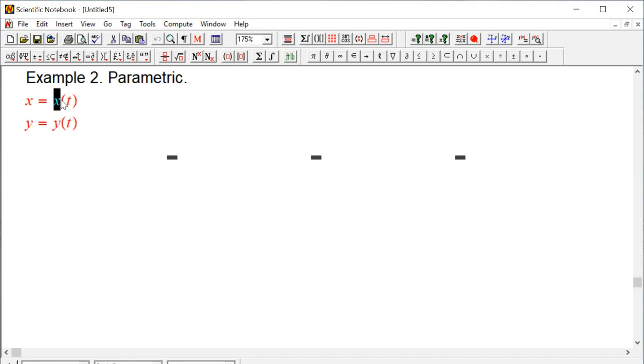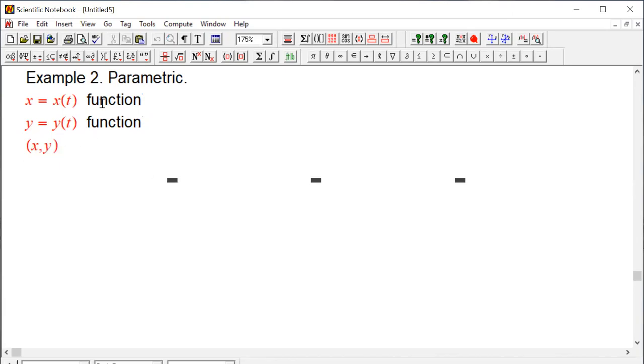So this is a function, this is another function, and these two together make the point x, y. So x is one function, y relies on another function. Each one is a function. So input is a function, output is also a function. That's how we plot the points.